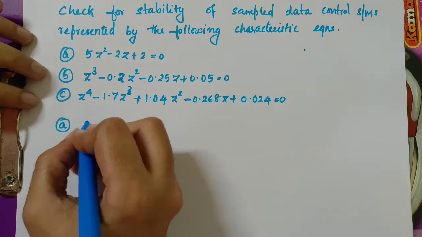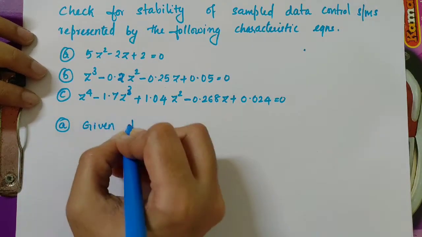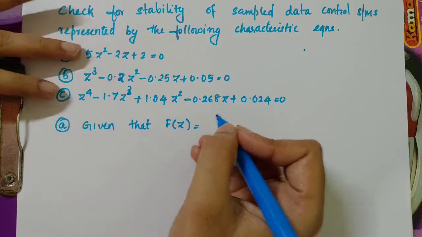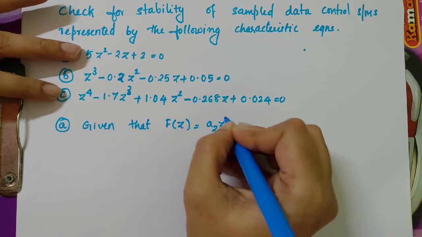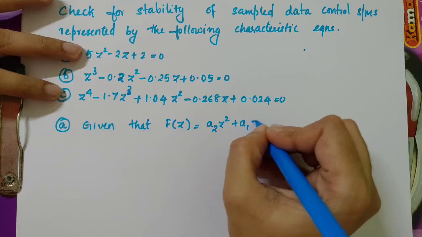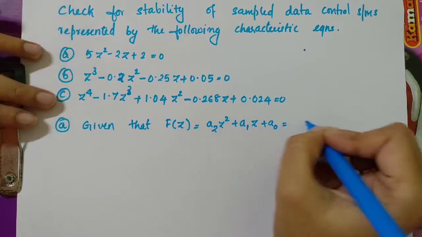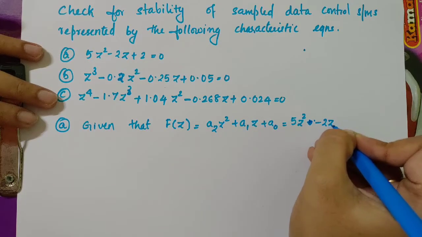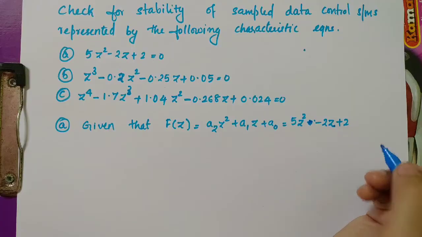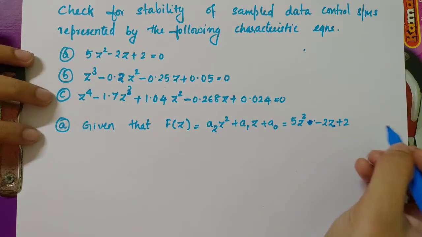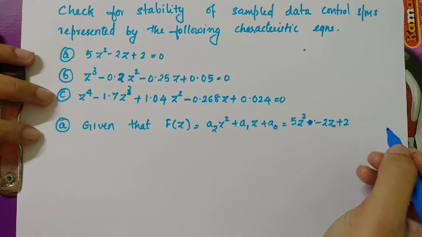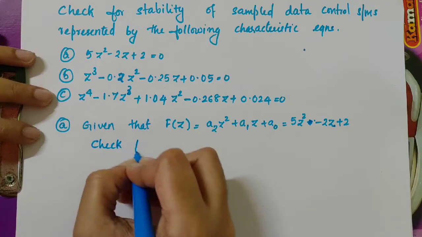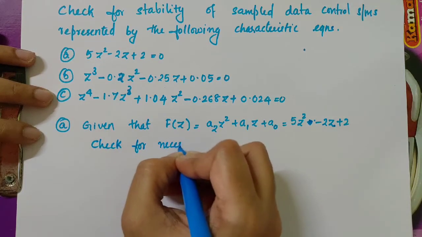Is given that F of z is equal to a2 z square plus a1 z plus a0, that is equal to 5z square minus 2z plus 2, okay, is equal to 0. ഇതാണ് നമുക്ക് തന്നിരിക്കുന്ന ഇക്വേഷൻ. So first എന്ന് പറയുന്നത് check for എന്താണ് necessary condition.